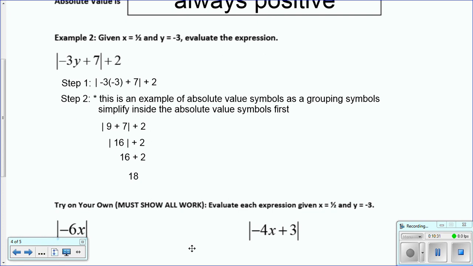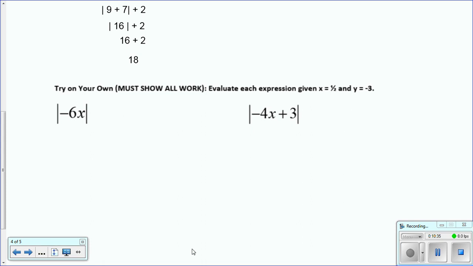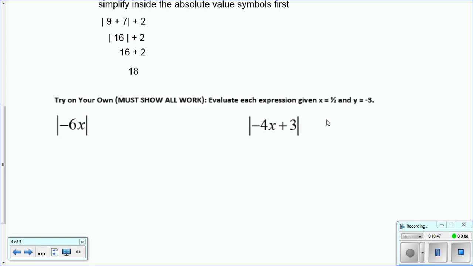Cool? All right, now you're going to try these two on your own. Okay, so same thing, x equals 1/2 and y equals negative 3. So you're just going to go ahead and plug in, simplify, work it out. Okay, you're going to pause the video when you work it. And then remember, we'll have the answers when we come back to class. Okay, so go ahead and pause the video, and when you come back, we'll move on.